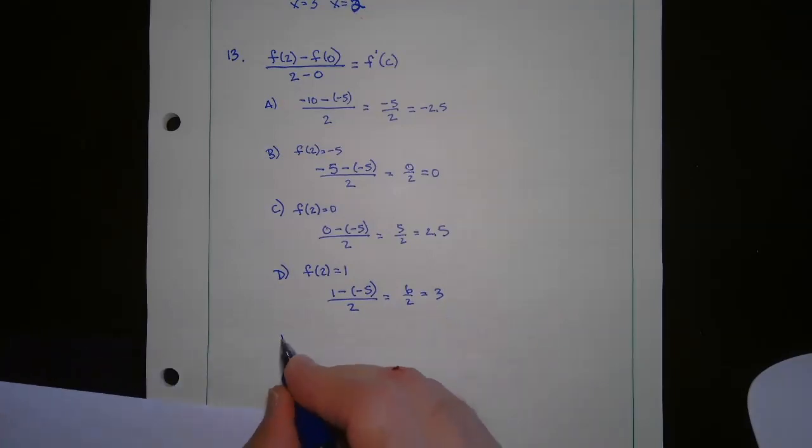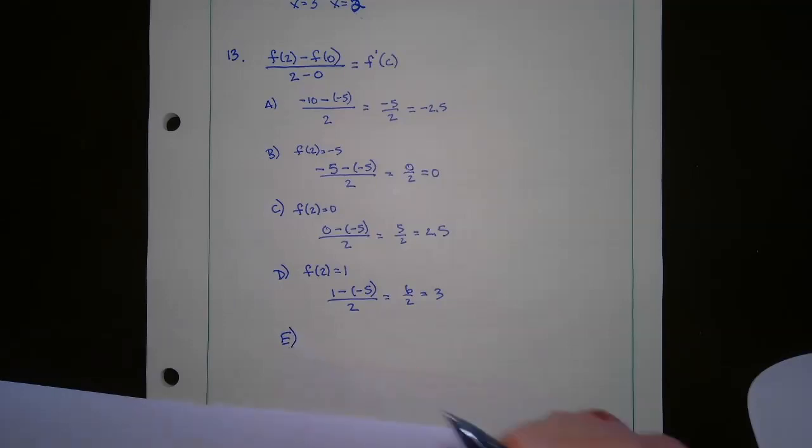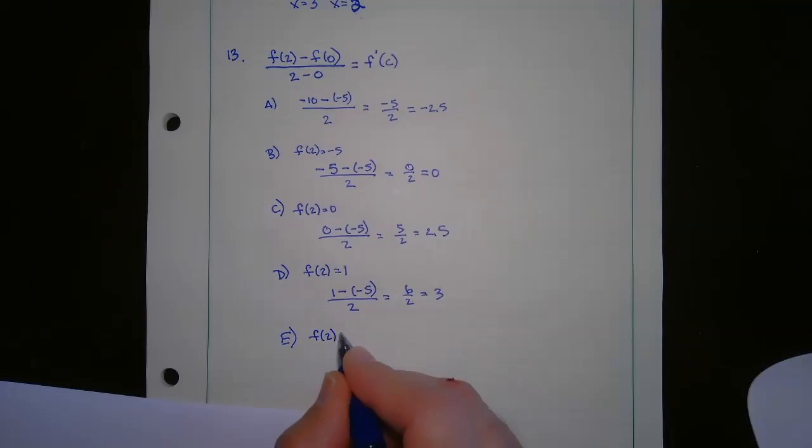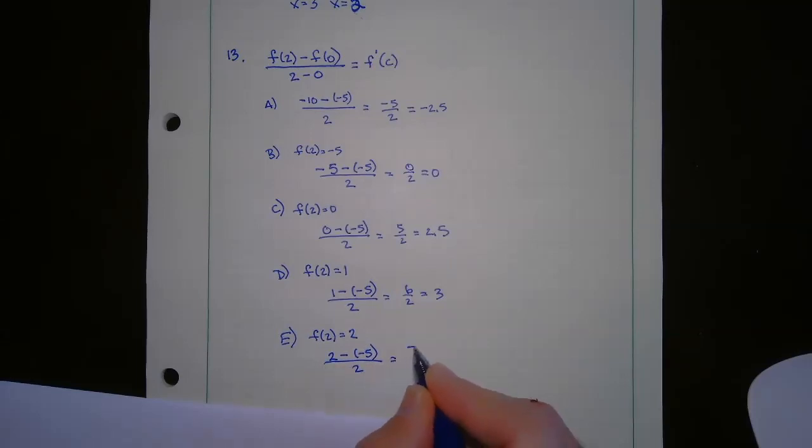All right, and then for part E, we have f of 2 is equal to 2. So that would be 2 minus negative 5 over 2. Well, that would give you 7 over 2, which is 3.5. Well, they're saying that if f of 2 is equal to 2, there has to be a derivative in there that's 3.5.